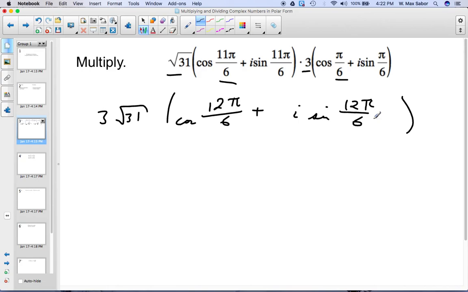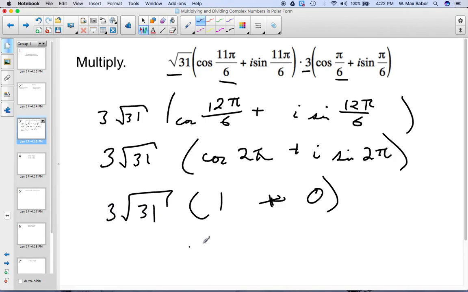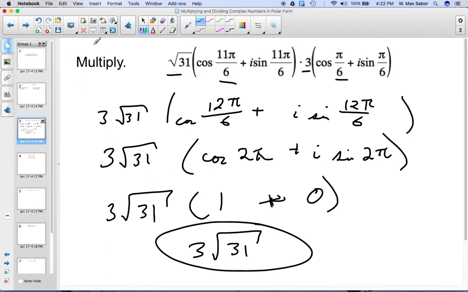Now, you should recognize 12 pi over 6 because it is a special angle. It's 2 pi. We should simplify it further. So this is cosine of 2 pi plus i sine of 2 pi. And we know that cosine of 2 pi is 1. We know that sine of 2 pi is 0. So the whole thing turns out to be 3 squared is 31 times 1, or 3 squared is 31. And that's much cleaner than doing the distributive property and then multiplying out the polynomials.